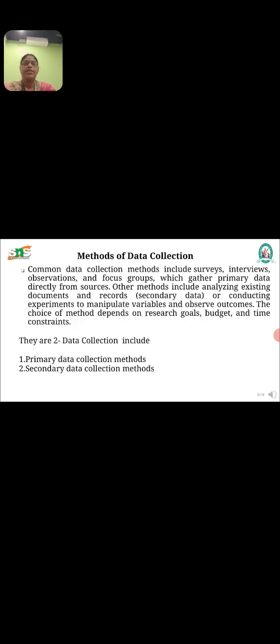Methods of data collection. Common data collection methods include surveys, interviews, observation, and focus groups. Generally, data collection for primary data will be in the form of a questionnaire or interview schedule. It might be in the form of a survey also. For example, the census is a very good example of a survey where we will not miss even a door. We go to each door and do a survey. That is the best example for surveys.